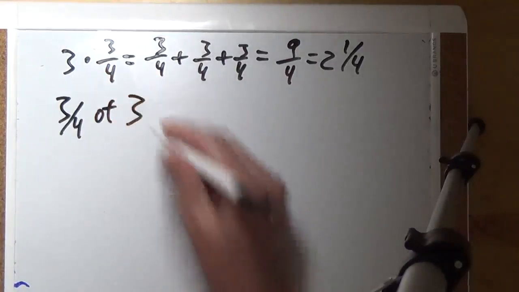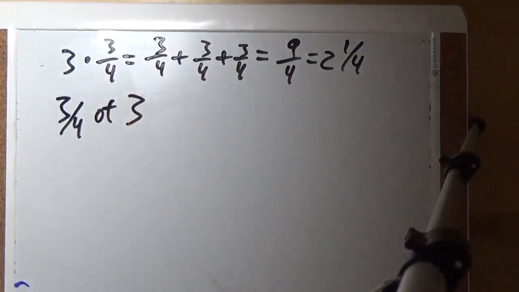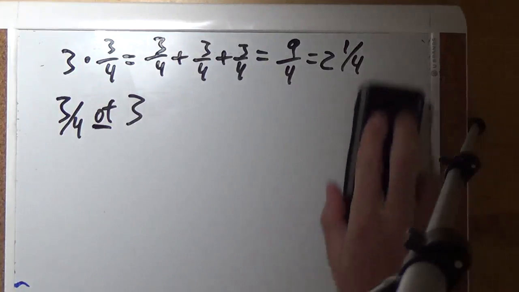If we kind of commute that, this word of, it really means to partition, and I'm going to do a number line model first.